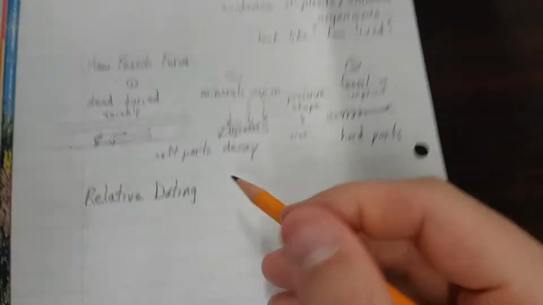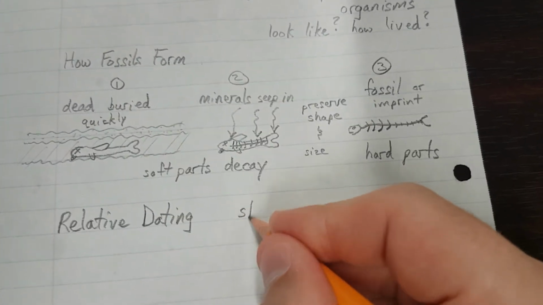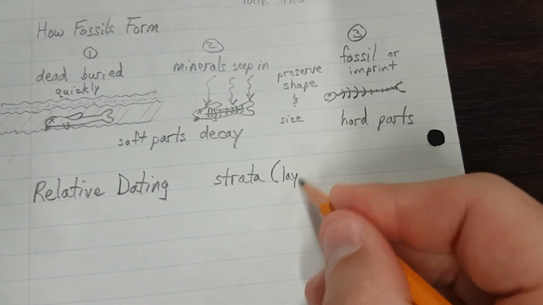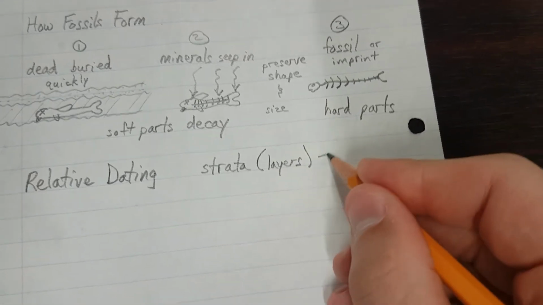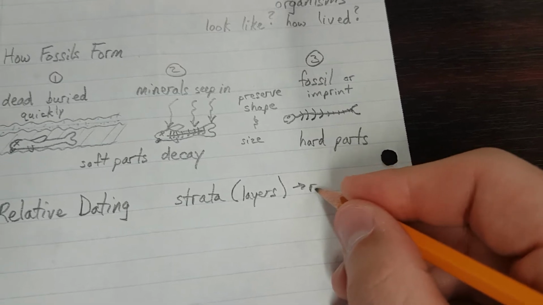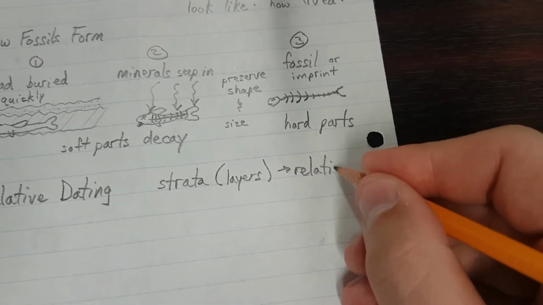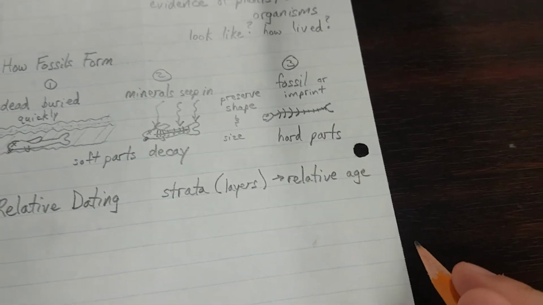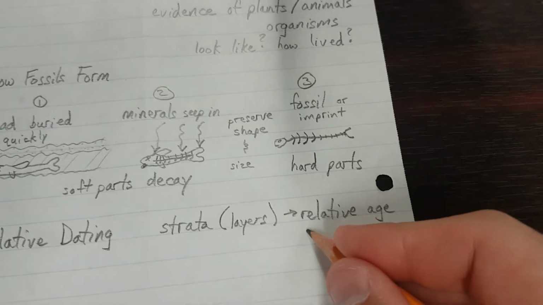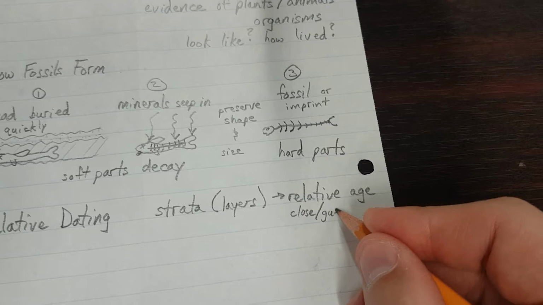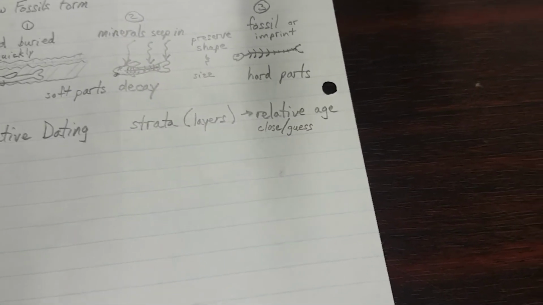Okay, so relative dating. Strata, S-T-R-A-T-A, parentheses, layers, L-A-Y-E-R-S, arrow, relative, R-E-L-A-T-I-V-E, age, A-G-E. And relative means we're kind of close, we're kind of guessing, right? So we get close, C-L-O-S-E, or it's like a guess. Not just a random guess, but an educated guess, an inference.